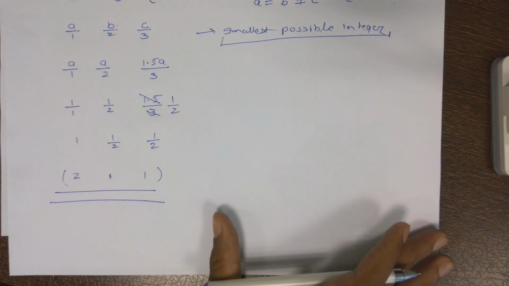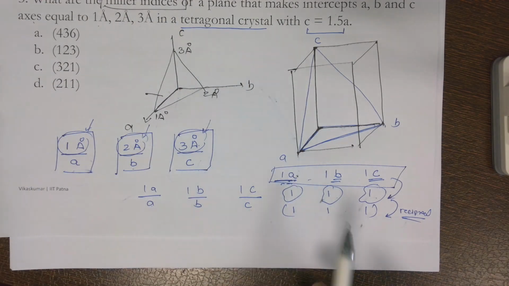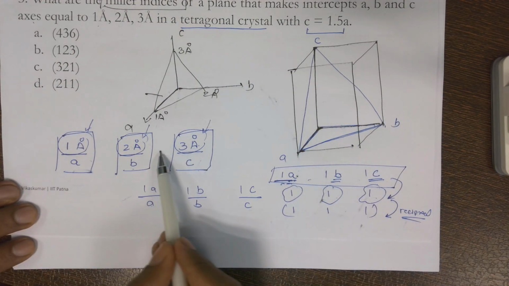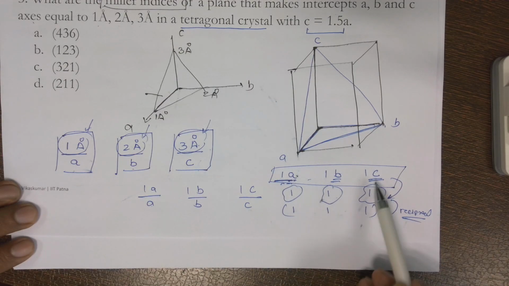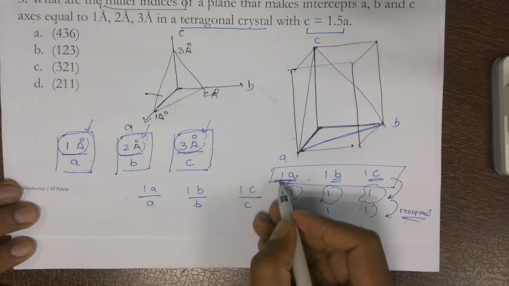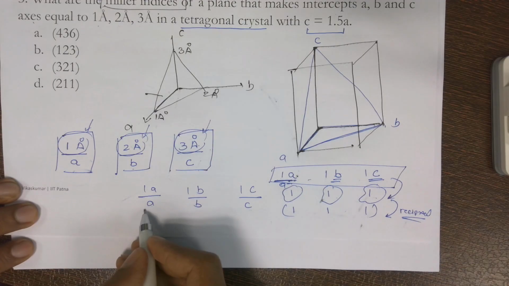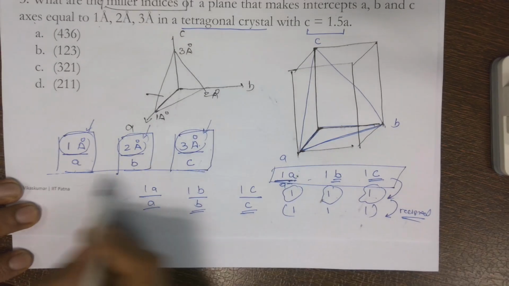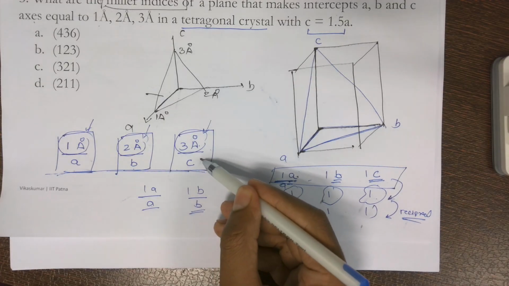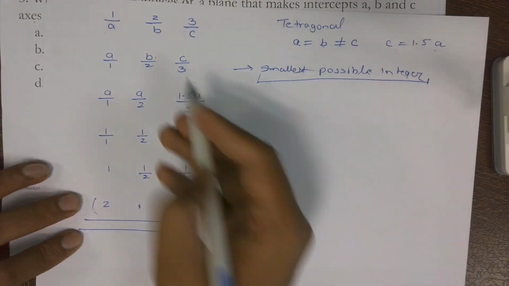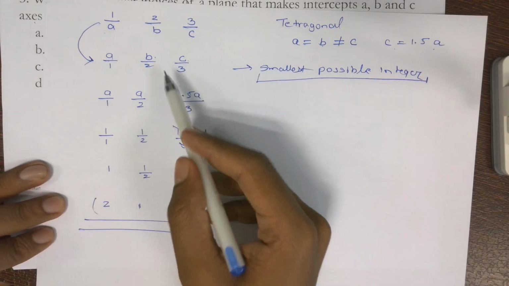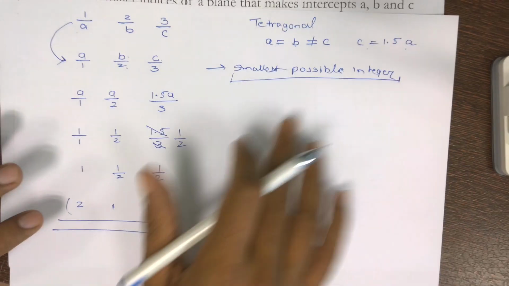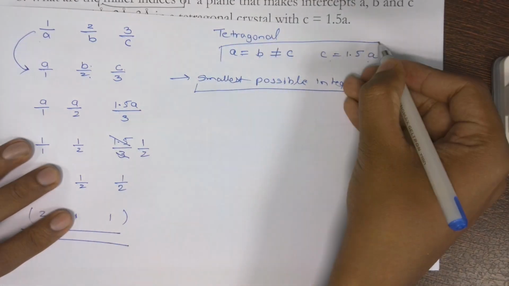We followed the same procedure. The procedure says that first we find the intercept. Intercept was already given to us. Those intercepts, we normalize with respect to that particular axis A, B and C. This I also did over here. After that, next step, we took the reciprocal. Once we got the reciprocal, our entire aim was to find the smallest possible integer, and a few relations were given to us.